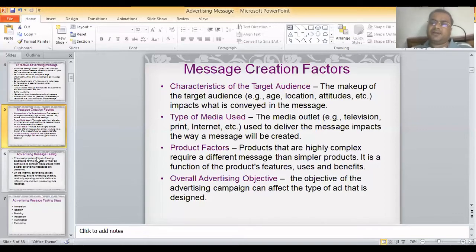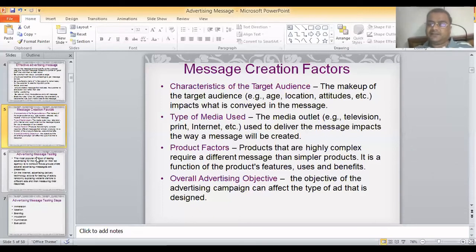But if it's a simpler product, like a soap or a tea, or maybe a t-shirt, garment, or a shoe, the message is quite simpler. And obviously you have to tell about the product features, its uses, its benefits, or if applicable, how it is better than the competitor, or the competitive edge it has.